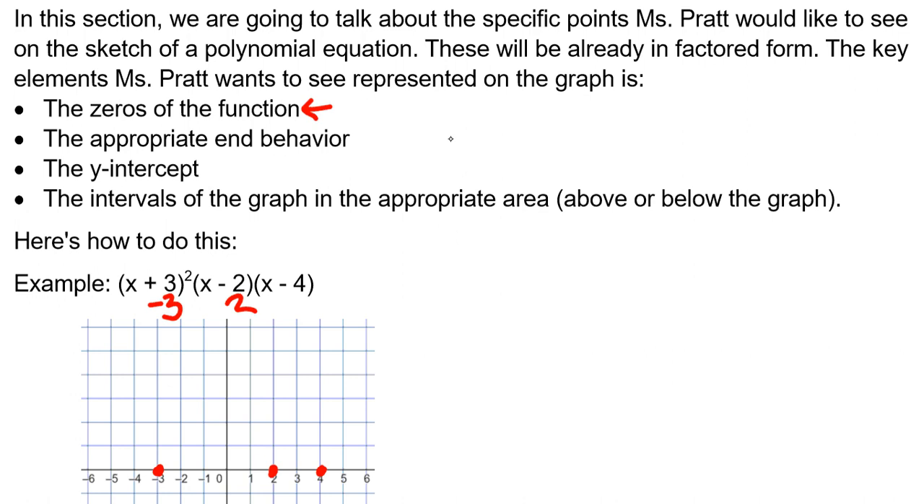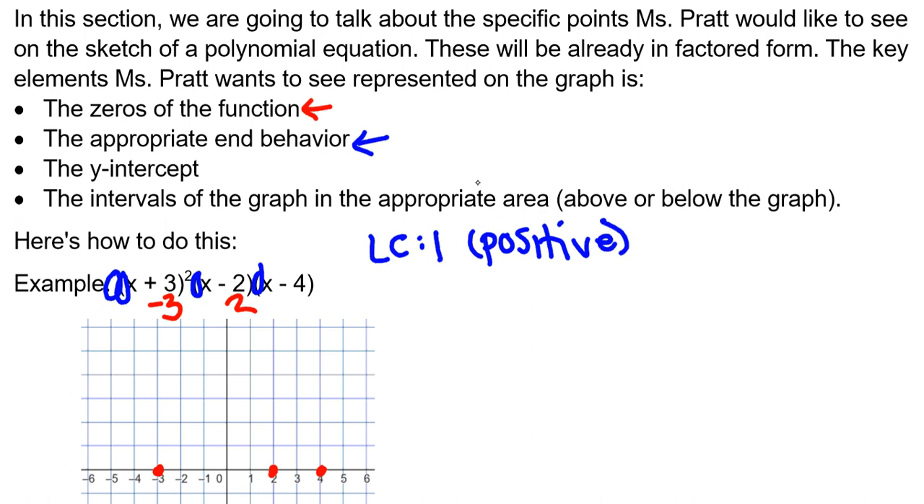The next thing I'd want to see is the appropriate end behavior. So for this, you'd have to understand how to determine the degree and the leading coefficient. The leading coefficient would be determined by multiplying this number, which is 1, by all of the leading coefficients of the x's, which in this case is all 1. So my leading coefficient is actually +1. And again, remember that our leading coefficients are considered either positive or negative. And for the most part, these ones are going to be positive.